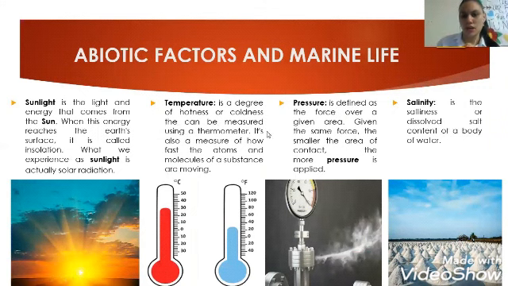Then we have temperature. Temperature is a degree of hotness or coldness that can be measured using a thermometer, like the example we have here. Okay? It is a measure of how fast the atoms and molecules of a substance are moving.